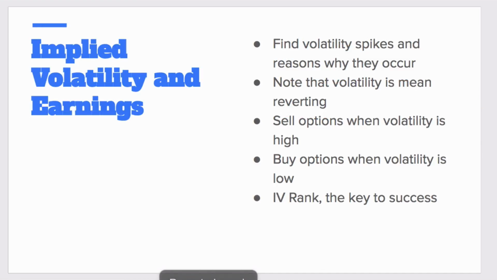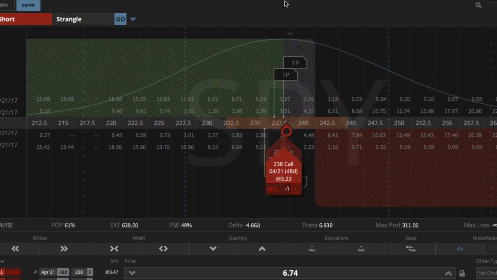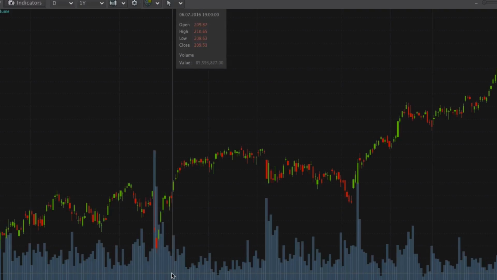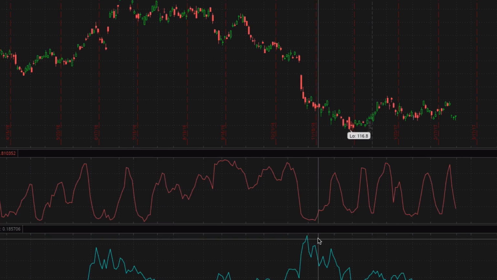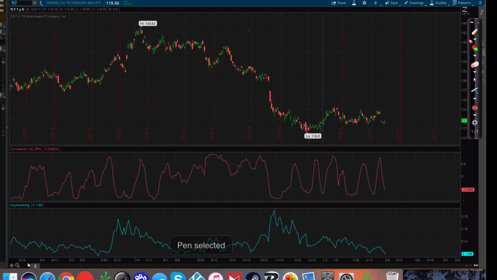So let's look at Tastyworks. Oops, charts in Tastyworks, SPY. Okay. Actually, you know what? Let's go Thinkorswim. It's a little more visual in Thinkorswim. So in Thinkorswim, we have a chart right here. This is TLT. Here's its correlation chart at the bottom.